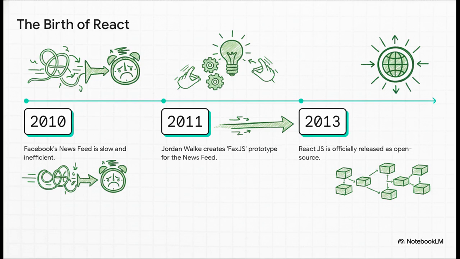system. So in 2011, an engineer there named Jordan Walke built this internal prototype to fix it. And guess what? It worked so well that by 2013, Facebook decided to release it to the world as the open source project we all know and love today, as ReactJS.